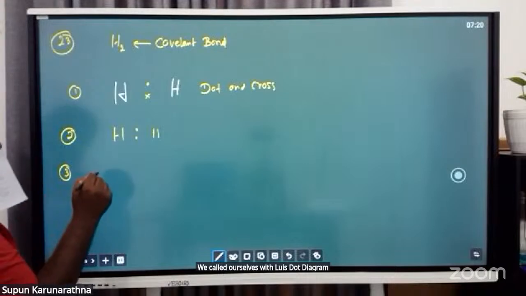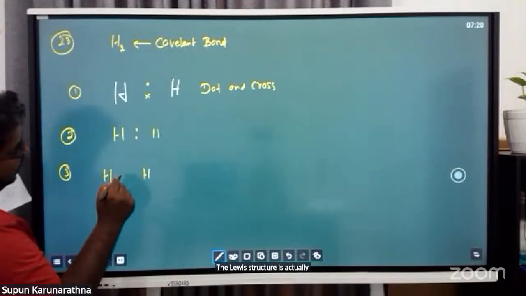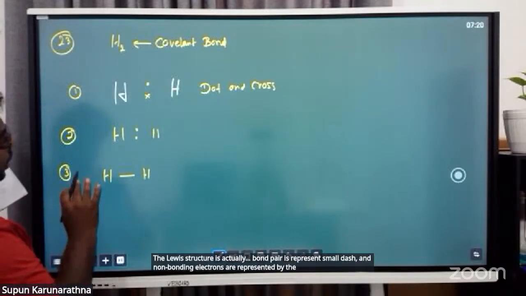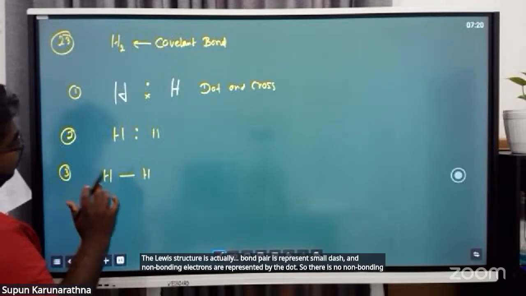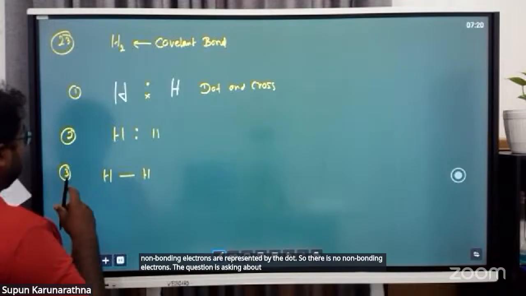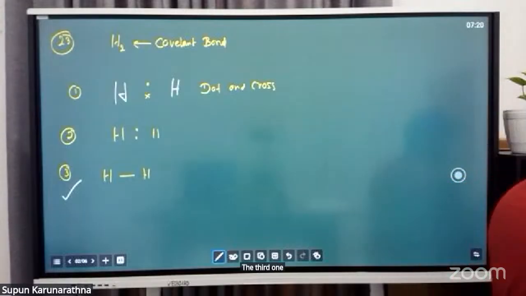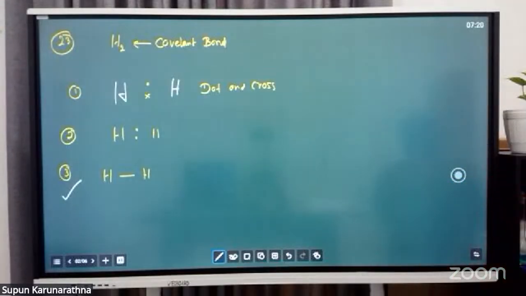The Lewis structure is actually where a bond pair is represented by a small dash and non-bonding electrons are represented by dots. So there are no non-bonding electrons here. The question is asking about the Lewis structure, so the Lewis structure should be the third one. So the answer for question 23 is the second one. Right? It should be the second one. Okay.